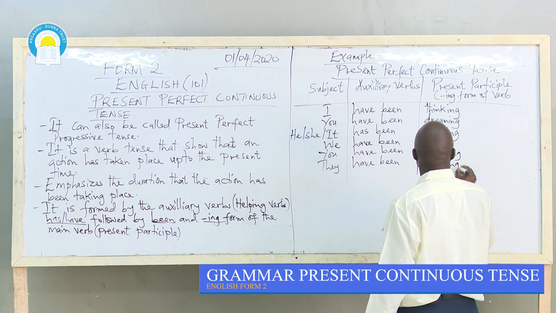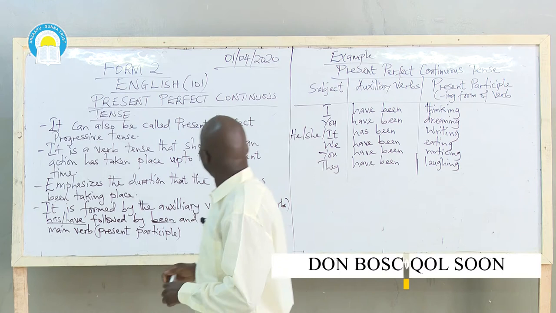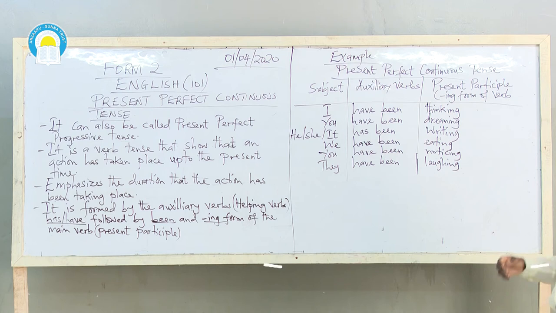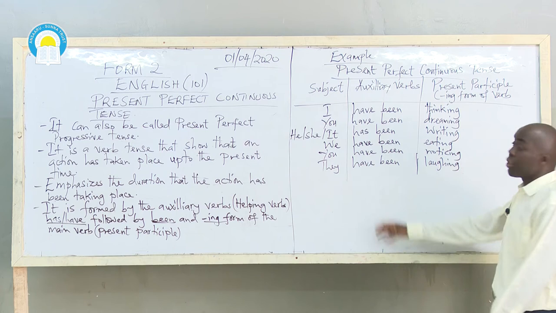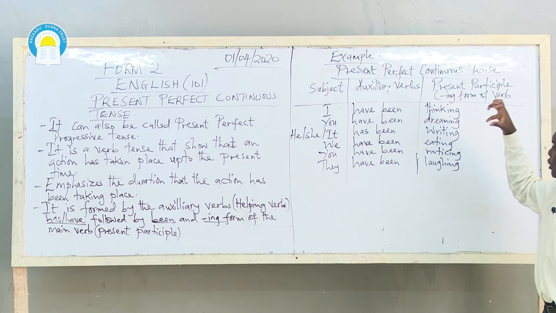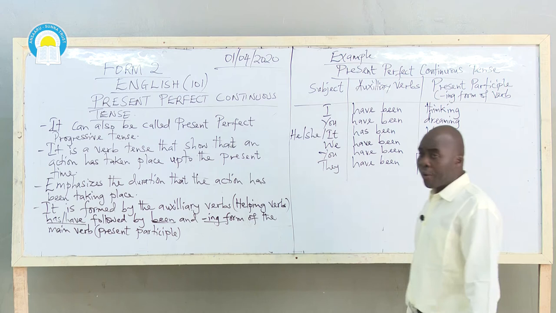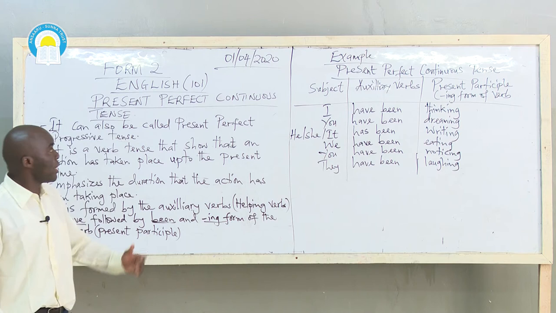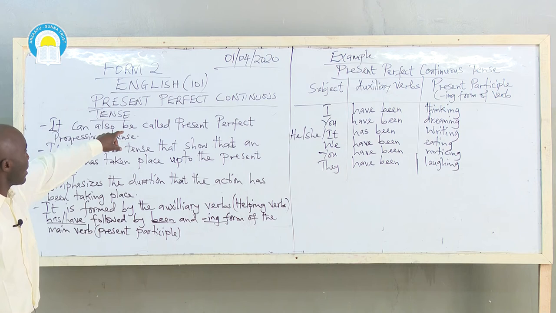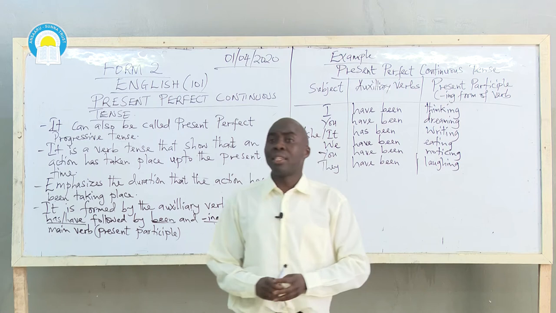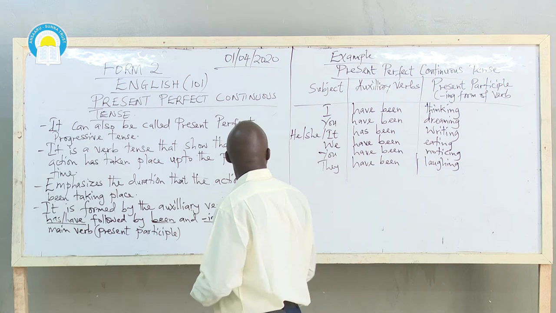Very good. So you realize that for you to talk of present perfect continuous tense, there is a formula that has to be followed. After the subject comes the auxiliary verb have, together with been, followed by the present participle or the ing form of the verb. Sentences like this are examples of present perfect continuous tense. Therefore, this makes us arrive at the uses. Just as we saw in the previous lesson about the present perfect tense, the present perfect continuous tense also has uses. Let us have a look at some of them.